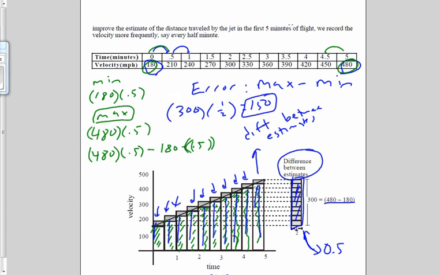And this value here that we're constructing, it's the same thing as this. It looks a little bit different, but if we calculate it out, factor out a 0.5, it's exactly 150. So this is just two different ways for us to intuitively understand our difference between a maximum estimate and a minimum estimate.